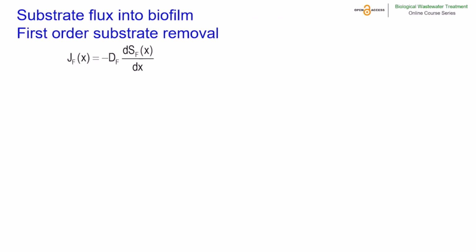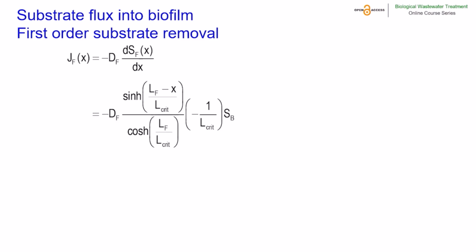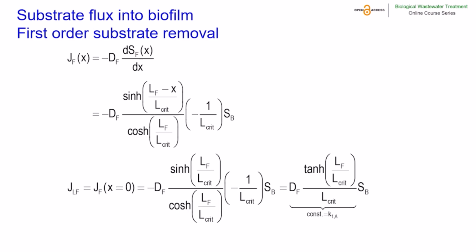With the analytical solution of the substrate concentration profile, we can simply take the first derivative to obtain the concentration gradient. Here is the flux at every location within the biofilm. To obtain the flux at the biofilm surface, we simply choose x equal to 0, and we obtain the following solution.